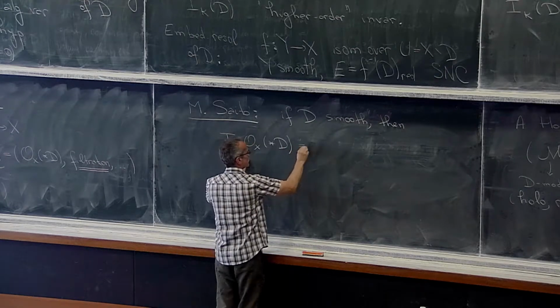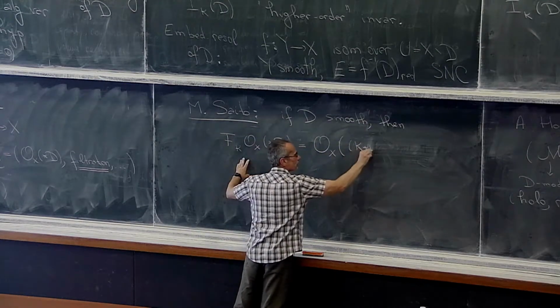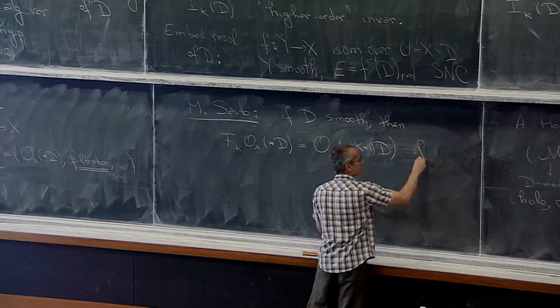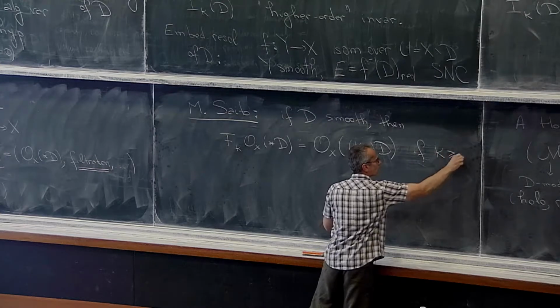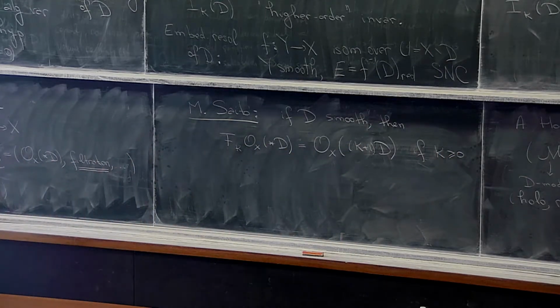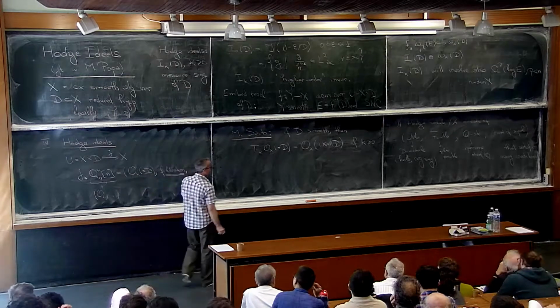So O_X of (k+1)D, if k is non-negative. Okay, and if k is negative, then you have 0. So it's basically the only thing that one can think of in the smooth case. So now what happens in general?